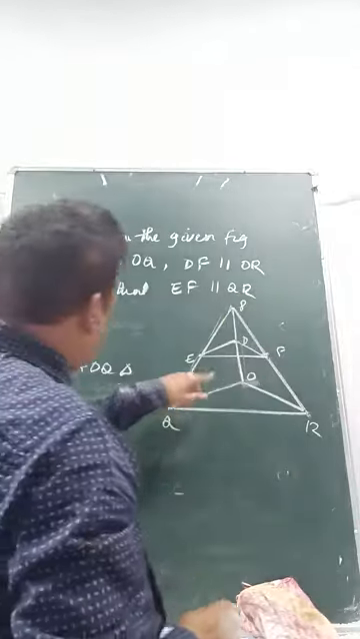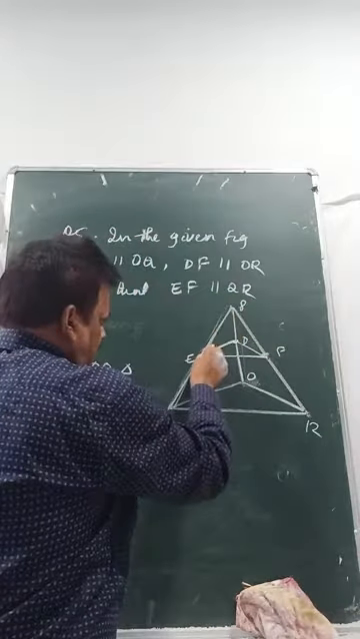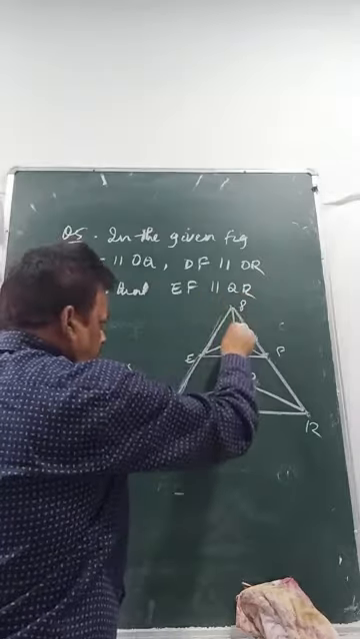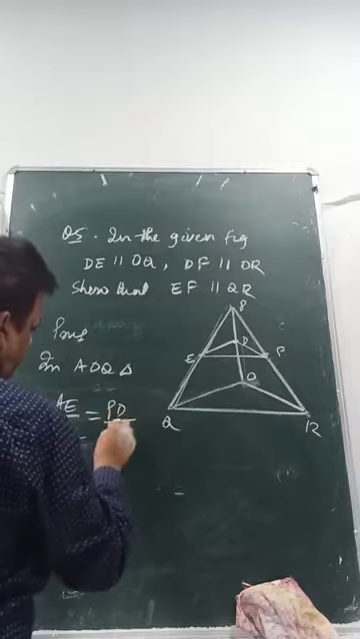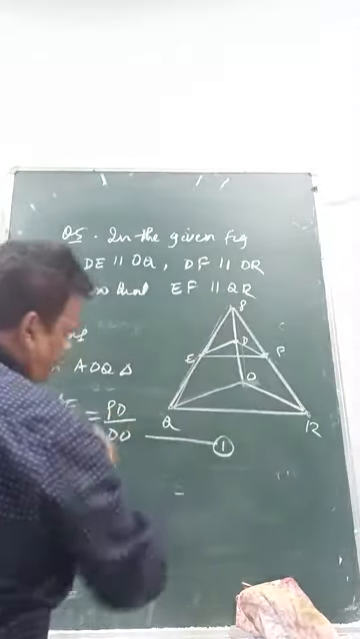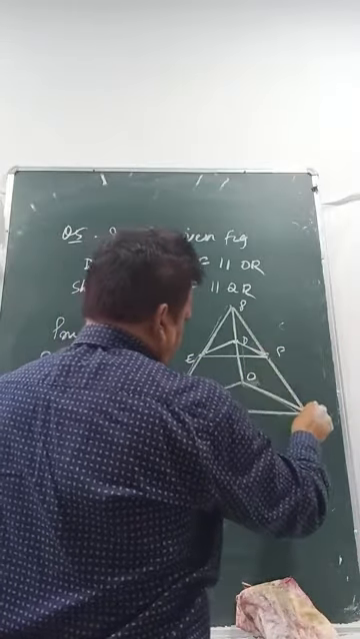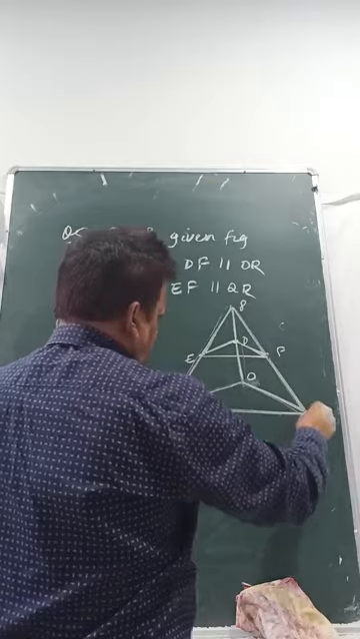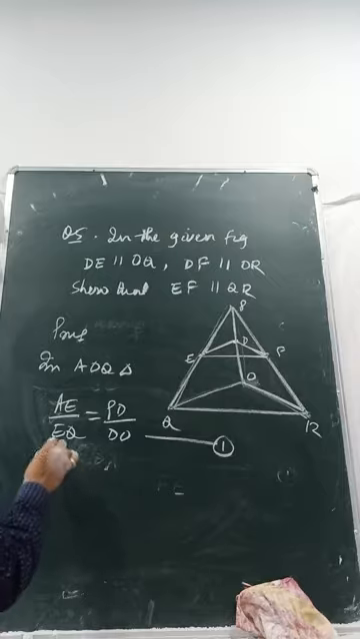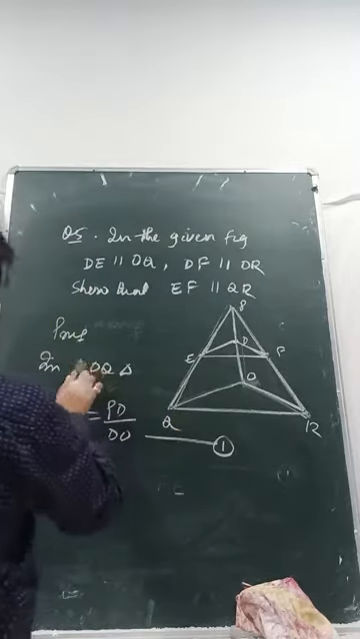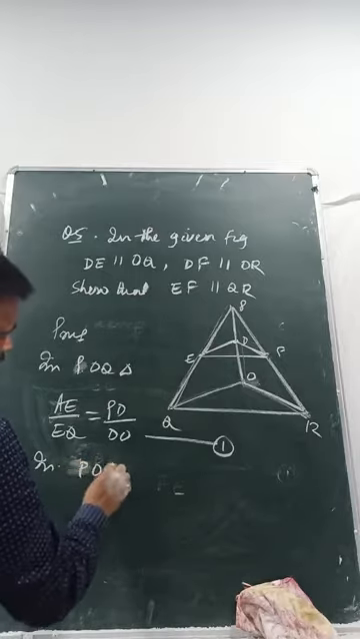Look, which one is parallel? Look at DE, which means you consider this point: PD by DO, equation number 1. This side is parallel to this one. Which triangle? POR triangle.